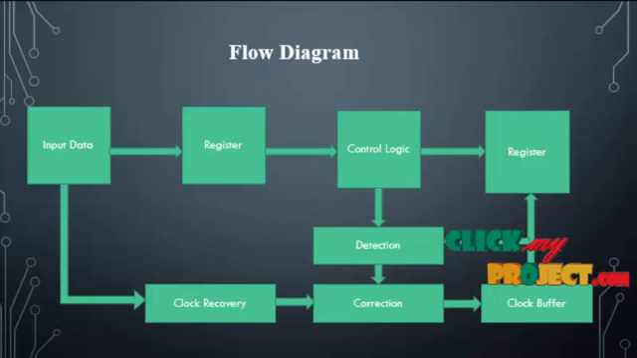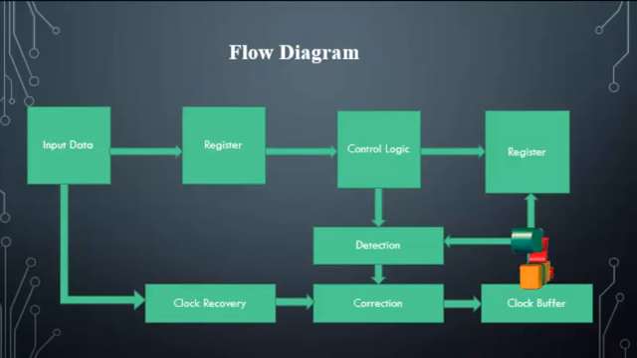Now we are going to discuss the flow diagram of our product. Our product flow diagram can be implemented by using registers and digital circuits. This digital circuit detects and corrects the error from the clock recovery signal. The input data is directly applied to the register block, and the input clock is directly applied to the clock recovery. The output of the recovered clock is directly applied to the correction block.